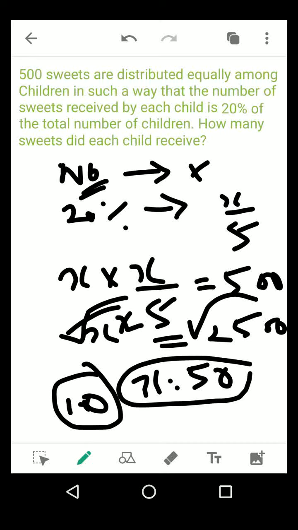This is different compared to the previous question. So 500 sweets are distributed among the children in such a way that sweets received by each child is 20% of the total number of children. How many sweets did each child get? The number of children is x, that is 50, and each child will get 10 sweets.